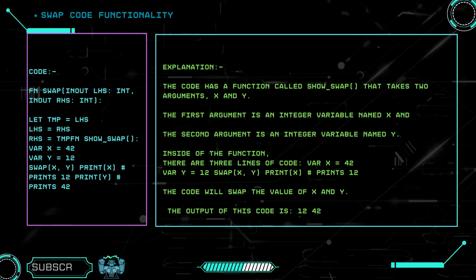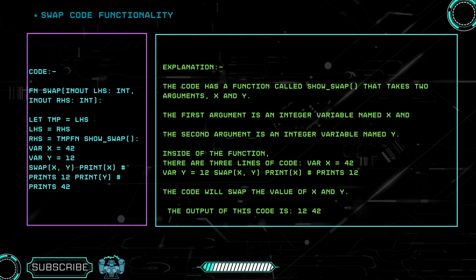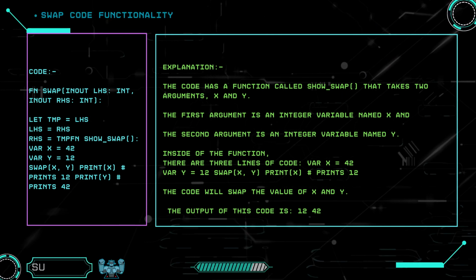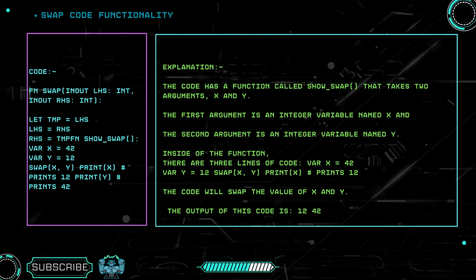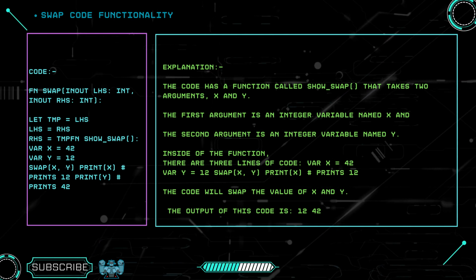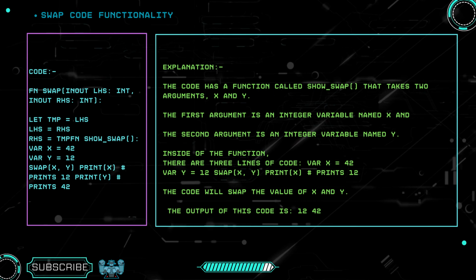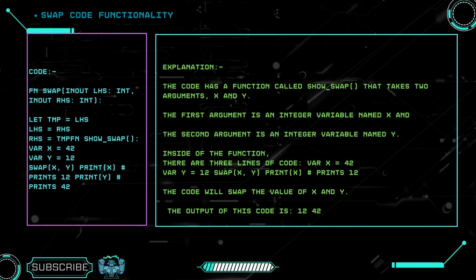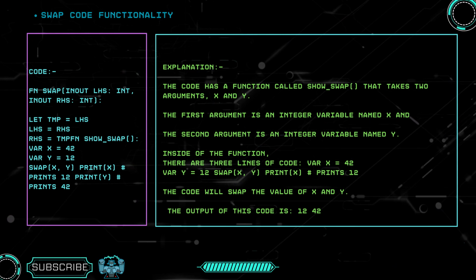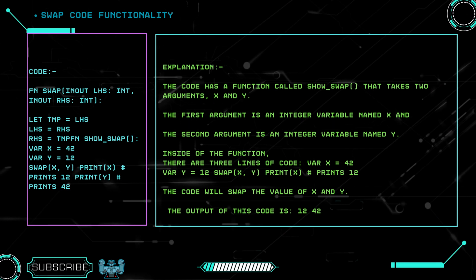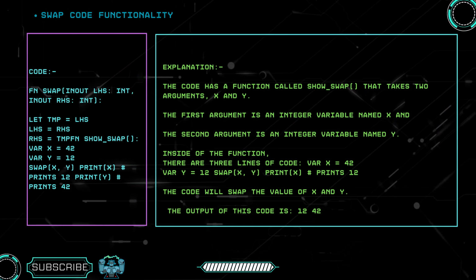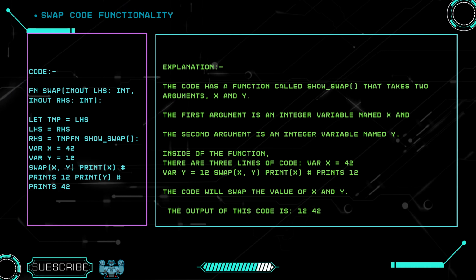Let's see about swap functionality with a code example and explanation. Please go through the code syntax and try to understand the logic. Let's see the explanation. The code has a function called show_swap that takes two arguments, x and y. The first argument is an integer variable named x and the second argument is an integer variable named y.